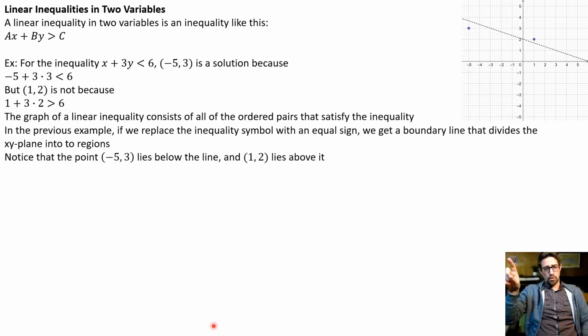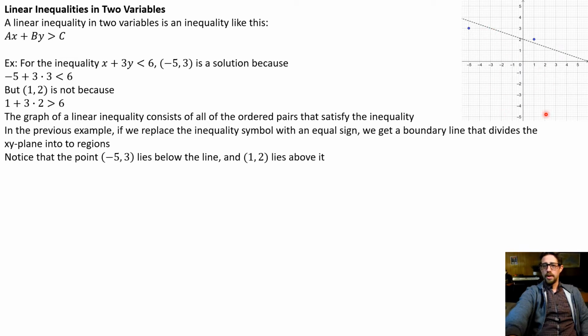Let's graph the 2 points we said, one of which works and one of which doesn't. Negative 5, 3 lies below the line and 1, 2 lies above it. We said negative 5, 3 works and 1, 2 doesn't. Really, it's as simple as that. The fact that negative 5, 3 is below the line means that every point below the line works. We're just going to use the words below and above, even though you could think of it as being to the left of the line.